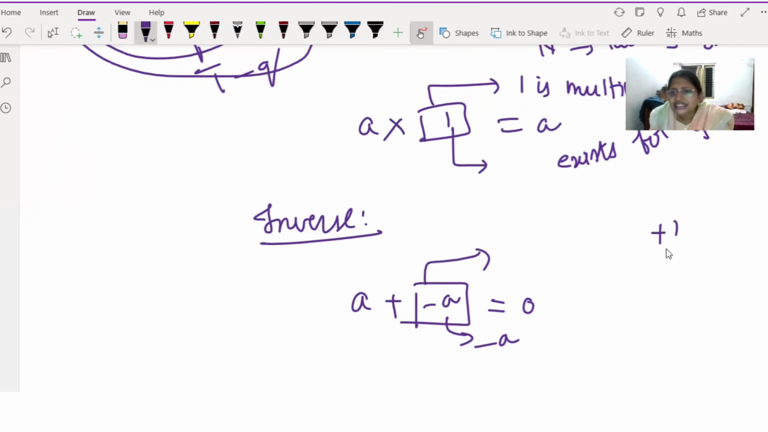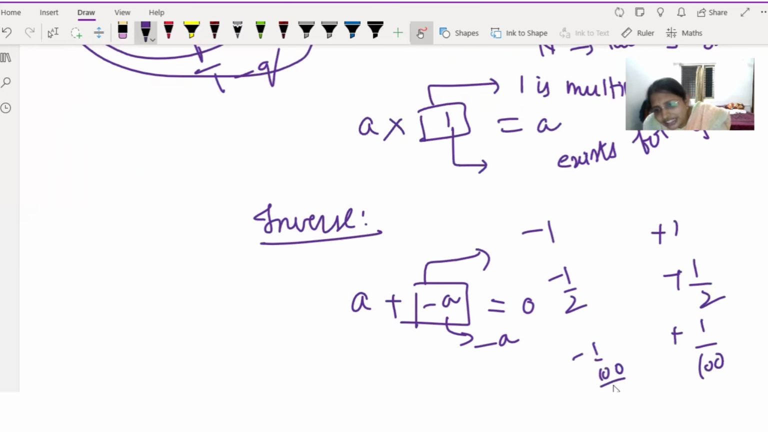So plus 1 exists in rational numbers, minus 1 also exists in rational numbers. Plus 1 by 2 exists, minus 1 by 2 exists. Plus 1 by 100 exists, minus 1 by 100 exists. So minus 1 by 100 is the additive inverse of plus 1 by 100. Plus 1 by 2 is the additive inverse of minus 1 by 2. Minus 1 is the additive inverse of plus 1 and vice versa. So inverse exists for rational numbers.